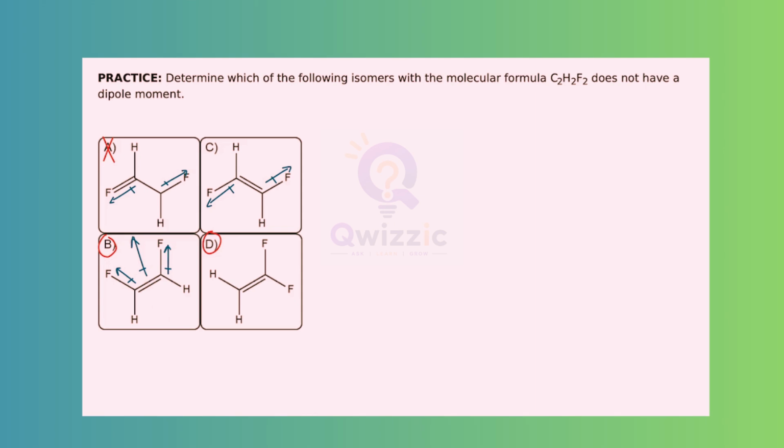Now for option D, again, we draw out these structures. We can go ahead and draw the dipole arrows pointing towards the fluorine atoms. When we add those two vectors up, we can see we have a net dipole going towards the right side. So that's why we have eliminated options B and D. Again, for option A, it's the incorrect structure. For B and D, they do have a non-zero dipole moment. So the only correct answer that we have seen in this problem is going to be option C. So option C is going to be my final answer in this problem.